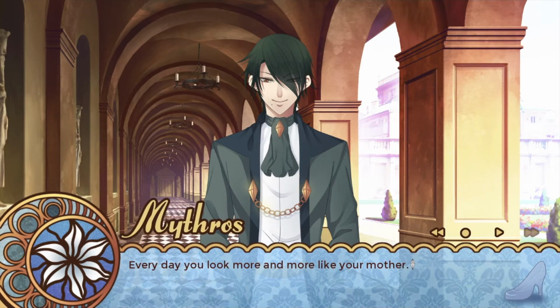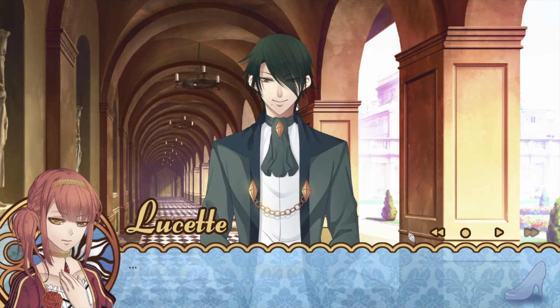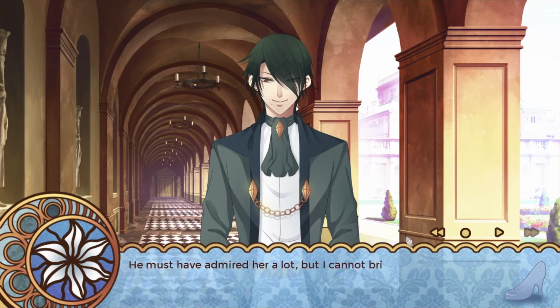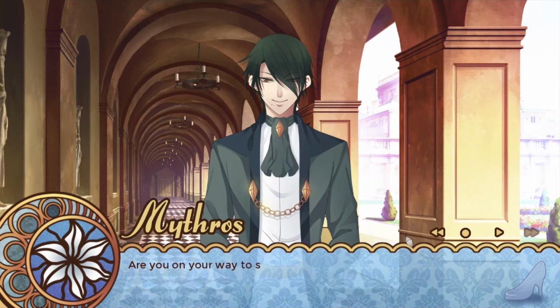Every day you look more and more like your mother. I sometimes find Sir Mithras talking to Mother's portrait when he thinks no one is looking. He must have admired her a lot, but I cannot bring myself to think highly of him. There is something about him that puts me on edge. I... Are you on your way to see the king? I shall not keep you then. Until our next meeting, dear princess.